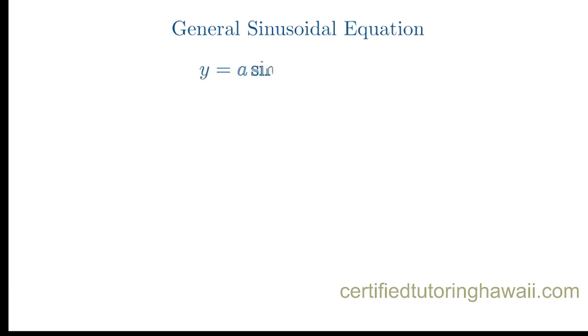Y equals A times sine of the quantity B times the quantity x plus c, all plus d. All four parameters are here. Let's recap what each parameter tells us about the graph. The coefficient A gives us the amplitude, which is the vertical stretch or compression of the graph. It's the absolute value of A.